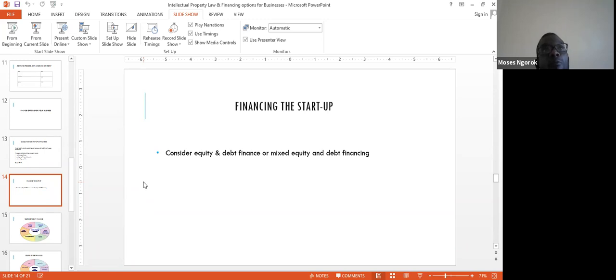So you need to think soberly through that option before you exercise it. With equity financing, we'll go through the different options that exist, but broadly speaking, that's what it is. Debt financing is where you go to an entity or an individual and ask for money.